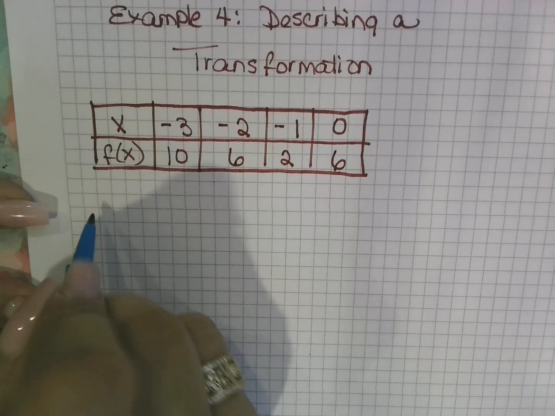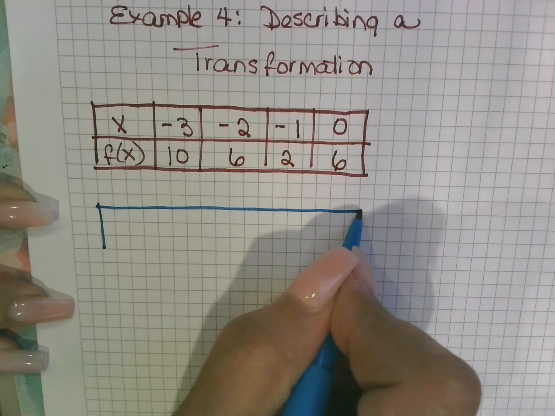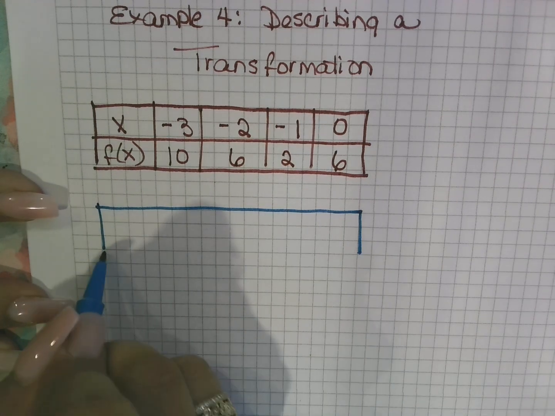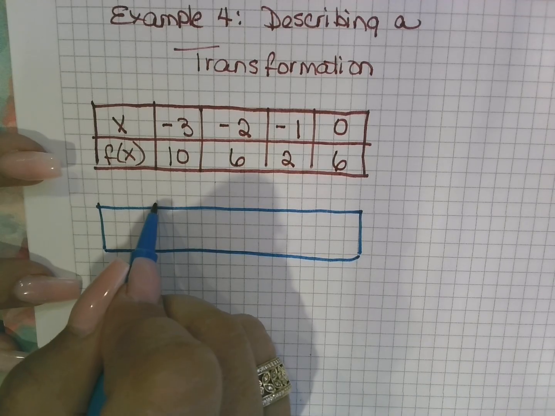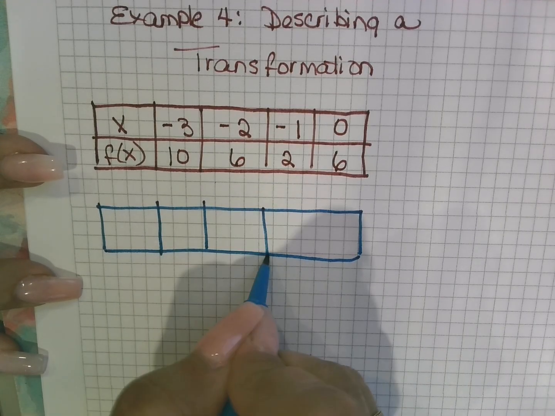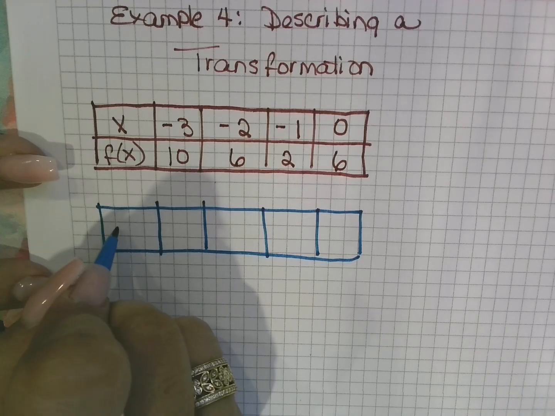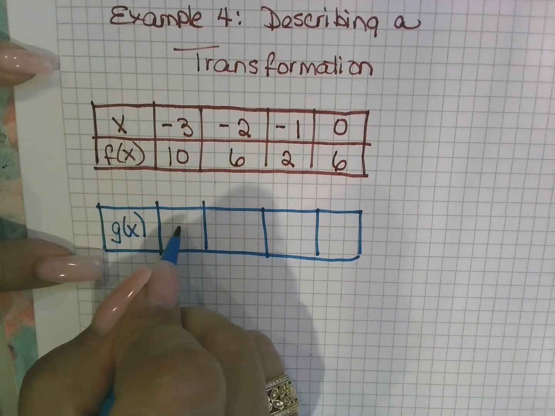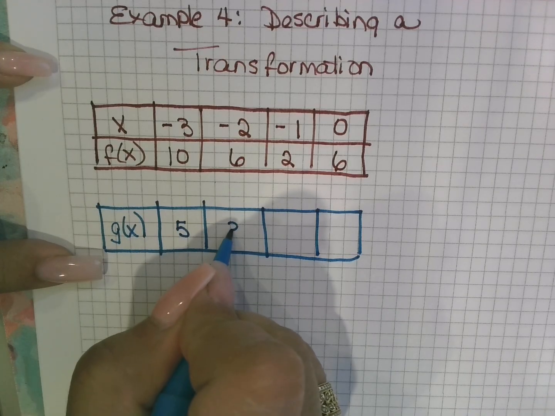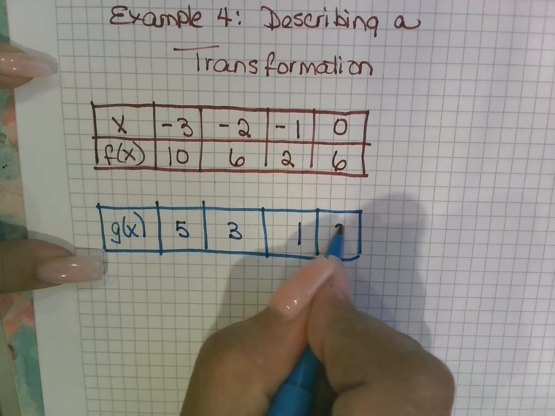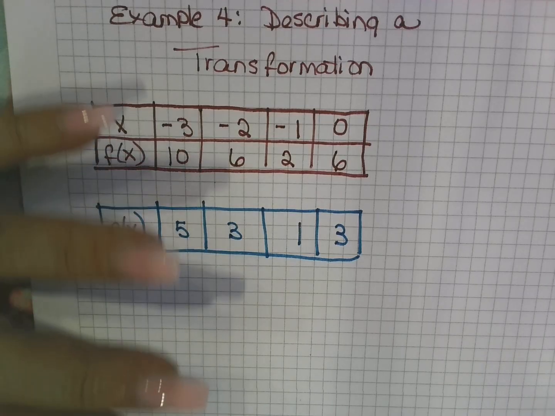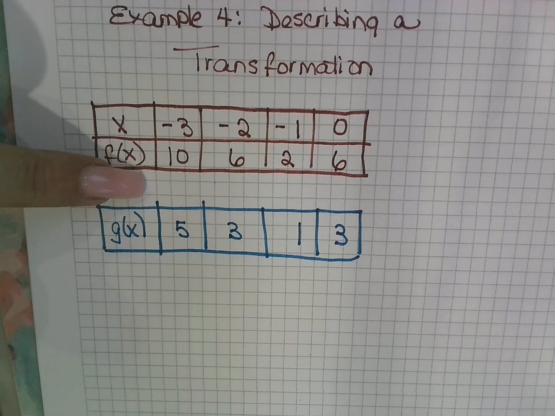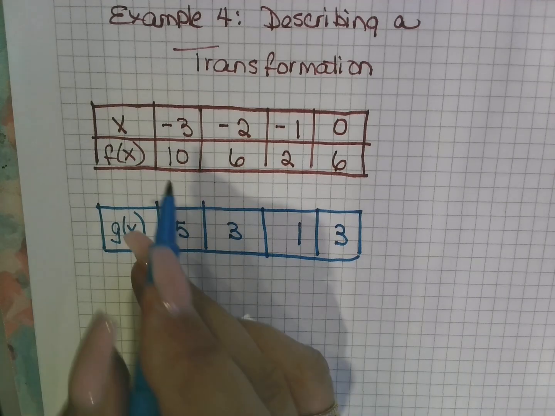And then I give you another table that is called g of x. And g of x is 5, 3, 1, and 3. And they ask you, what is the transformation of g of x from f of x? You need to look and see here.